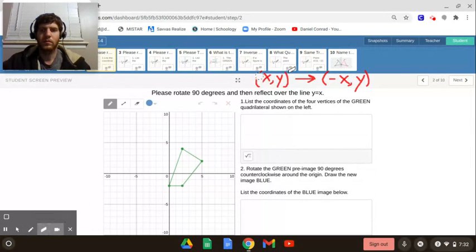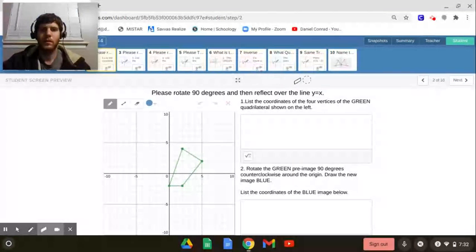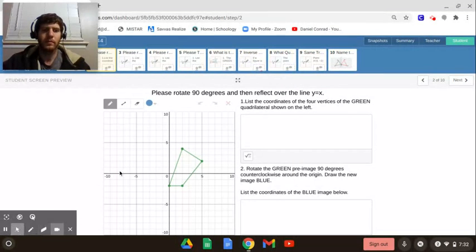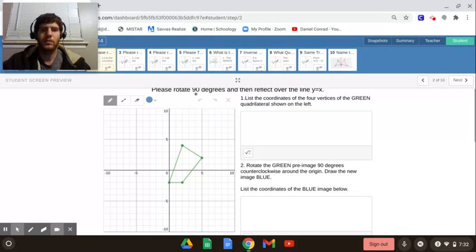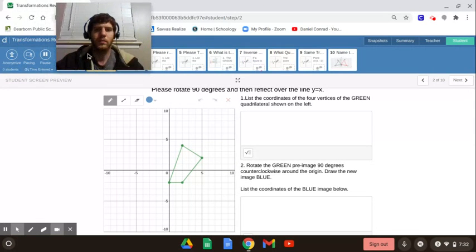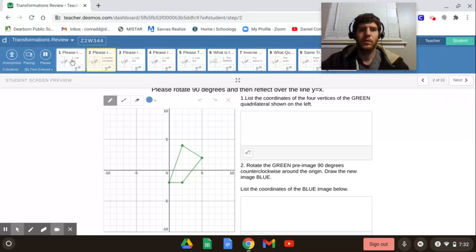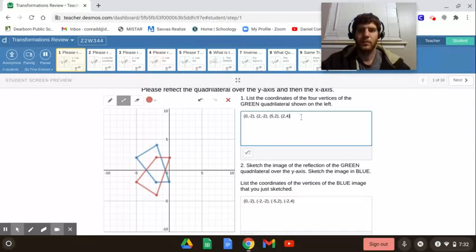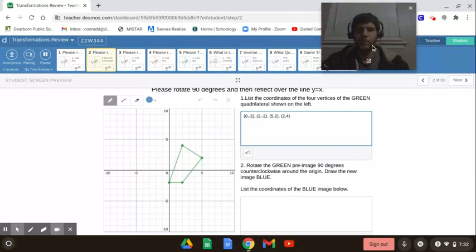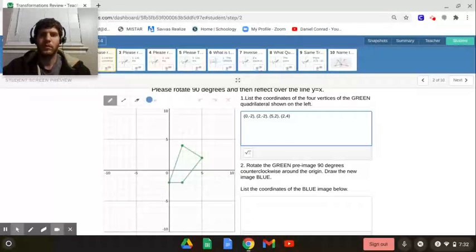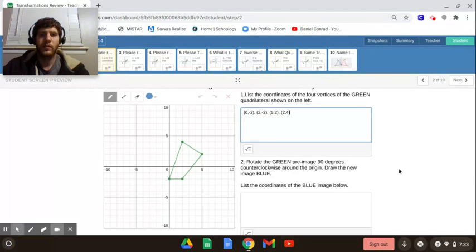Okay, and let's erase this here. Okay, slide number 2 wants us to do a 90-degree rotation, so we're using the same points as before. So let me go to slide 1 here. I'm simply going to copy and paste the points from slide 1 because they're the same points. Okay, so we have (0, -2), (2, -2), (5, 2), and (2, 4). So we're going to do a 90-degree counterclockwise rotation.